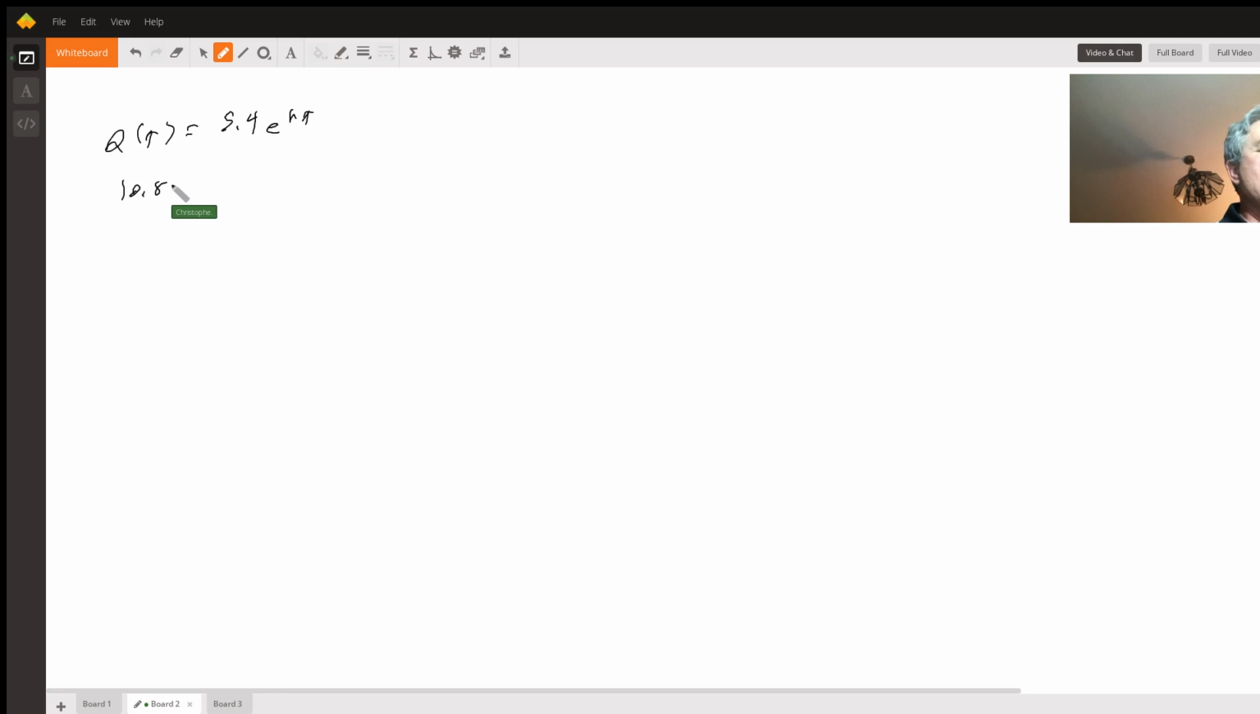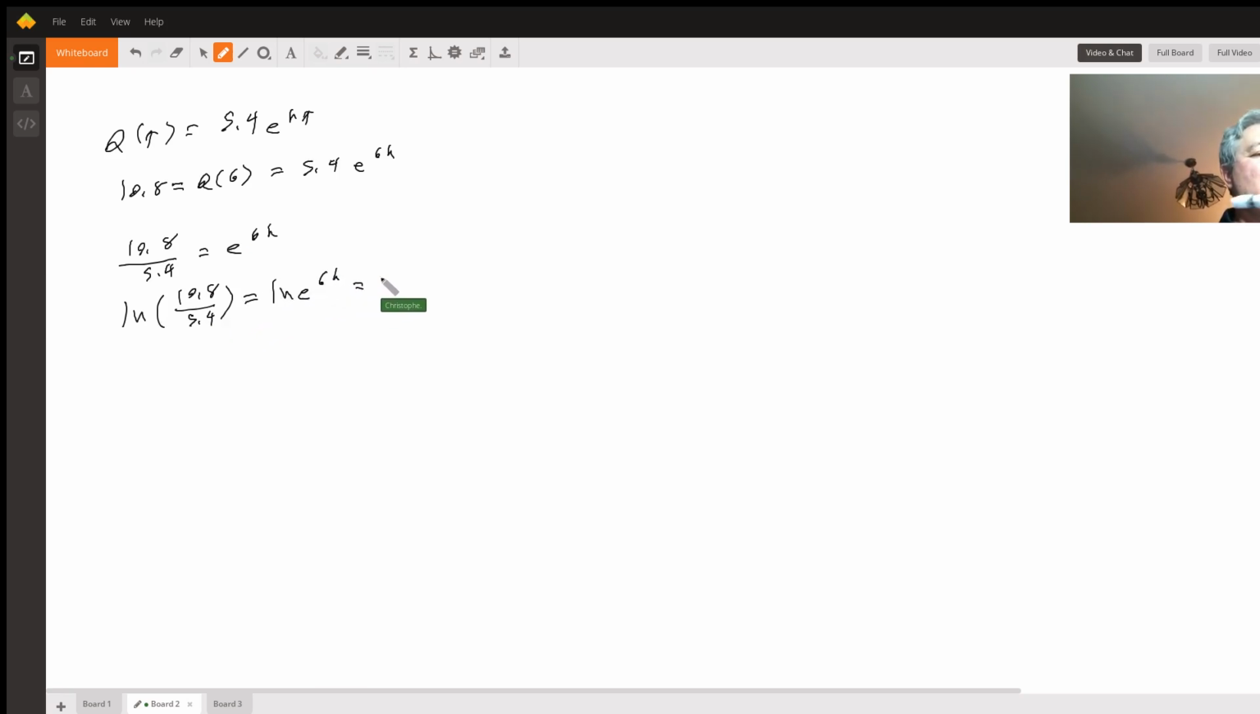I would say 10.8 is equal to Q of 6, and that's equal to 5.4 e to the 6k. And this is where we need to solve for k. Now you just get 10.8 over 5.4 equals e to the 6k. Then you just take the natural log of both sides. ln of 10.8 over 5.4 equals ln of e to the 6k. That's equal to 6k times ln of e, and that's just 6k. So k equals ln of 10.8 over 5.4, divided by 6.